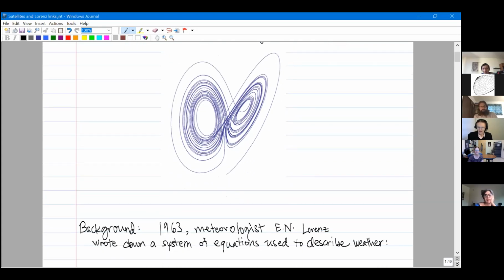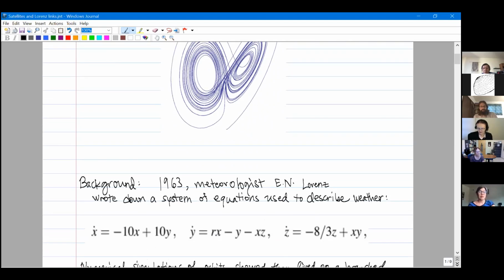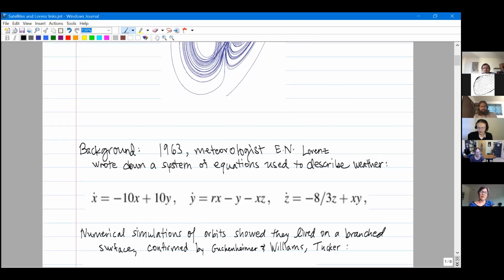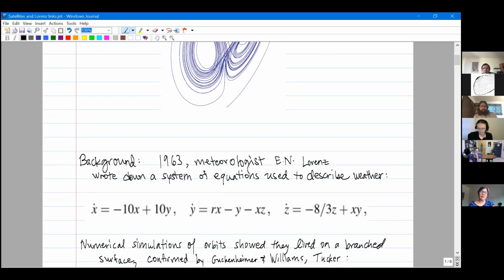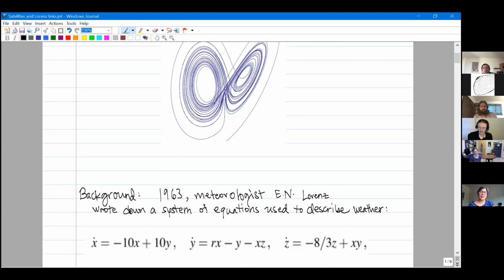Background: in 1963, a meteorologist named Lorenz wrote down a system of equations that he used to describe some weather patterns. And here are the equations. This is copied out of a survey article. If you run numerical simulations of flows for this system, then they appear to live on a branched surface. This picture at the top of the screen is such a numerical simulation.